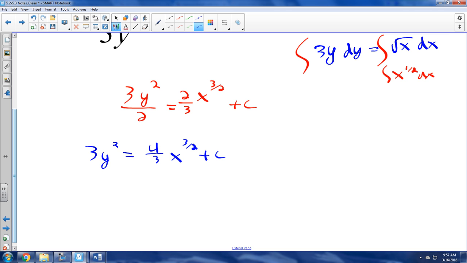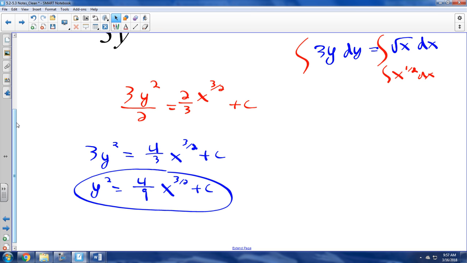I'm not going to deal with the c. And then I'm going to divide by 3, so I'm going to have y squared equals 4 over 9, I'm dividing by 3, x to the 3/2 plus c. And that's probably a good place to be for these examples. So that's where we're at. So now we are going to take it up a notch.